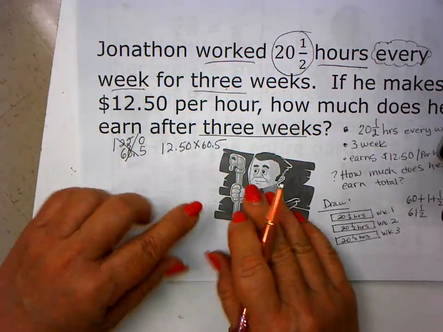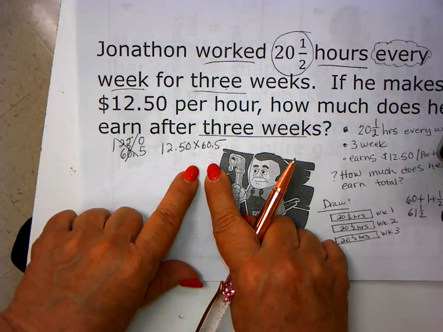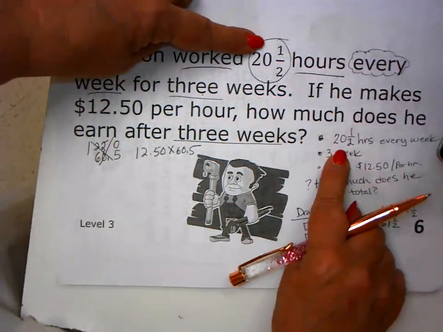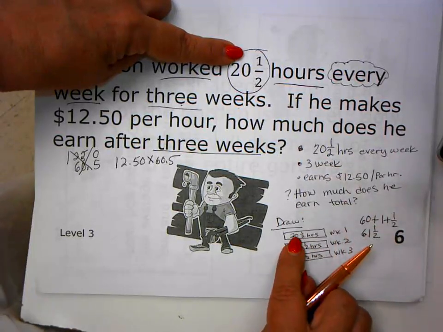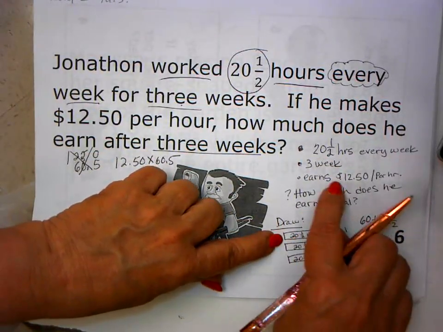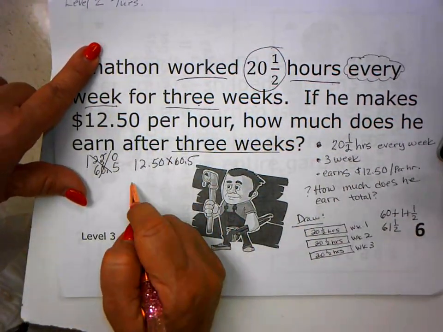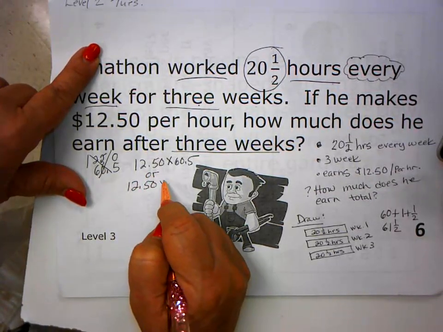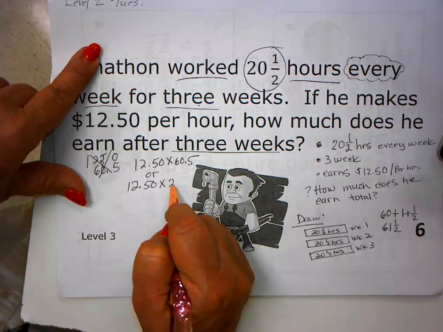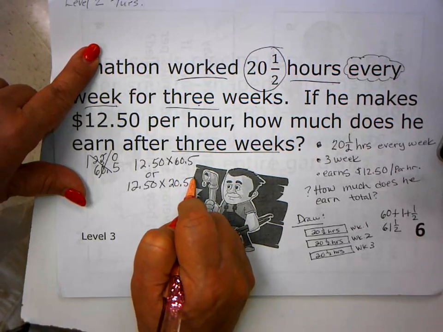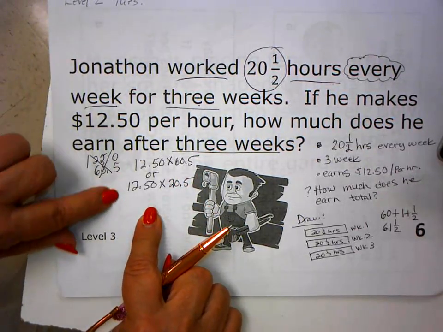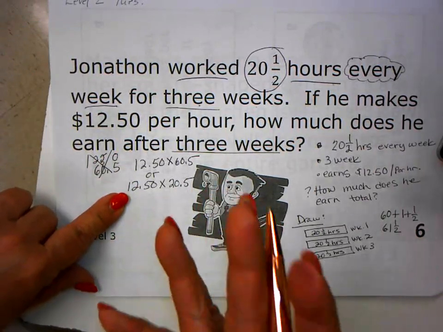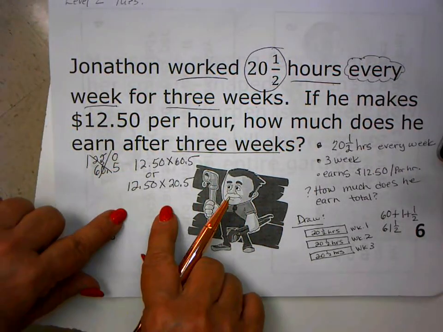I'm going to go ahead and so you can work it out this way. Or if you want smaller numbers, remember that you know how much he earns a week. So how much did he earn weekly? So you can do $12.50 times 20.5. Okay, so which one do you want to do? The larger one or the smaller one? Okay, well, let's start off with the smaller. I know I said we were going to do the large, but let's do the smaller.